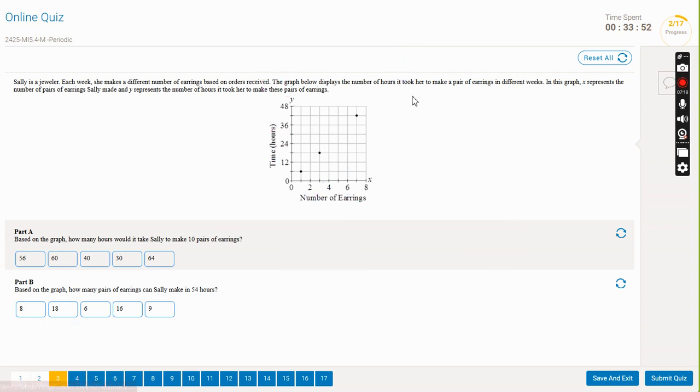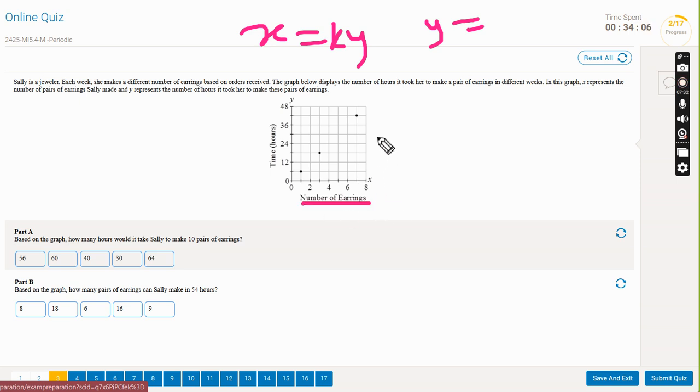Here, what we have is a graph. Now, whenever you have a graph, you need to understand what equation to make, because sometimes you will say x equals ky or y equals kx. So here, remember your number of earrings is your independent variable, and the time is your dependent variable. So when you have this as the independent, y equals kx is going to be your equation. The dependent variable will come here, equals k multiplied by x.